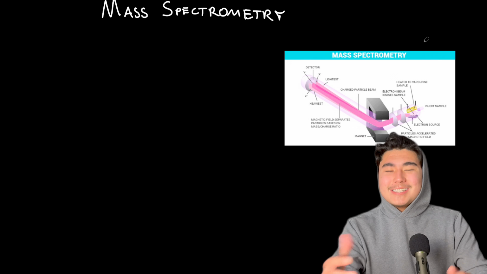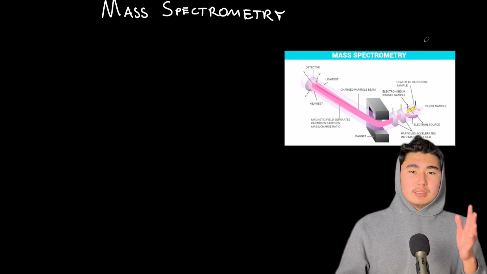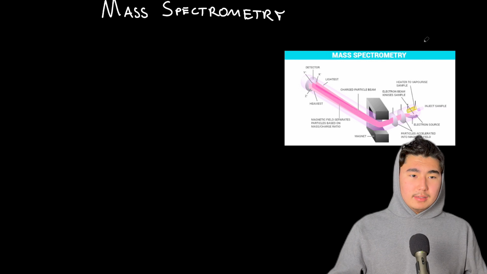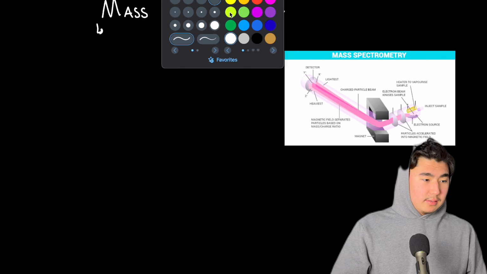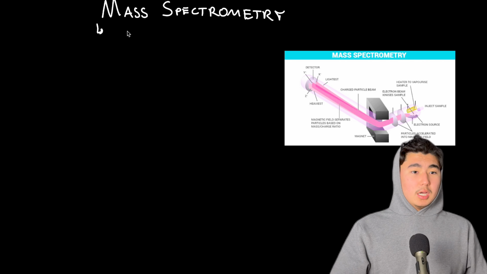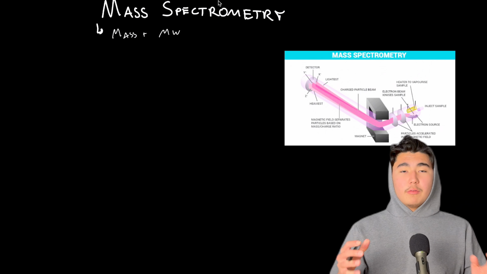So today we're going to be talking about mass spectrometry. Mass spectrometry is a method that many scientists use, and we use this method to measure mass and the molecular weight of a molecule.